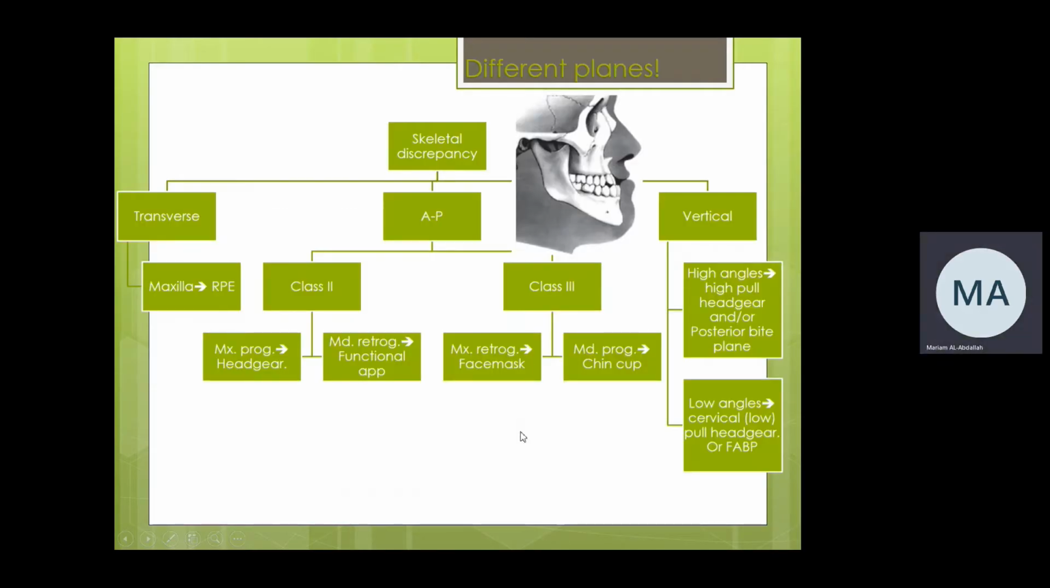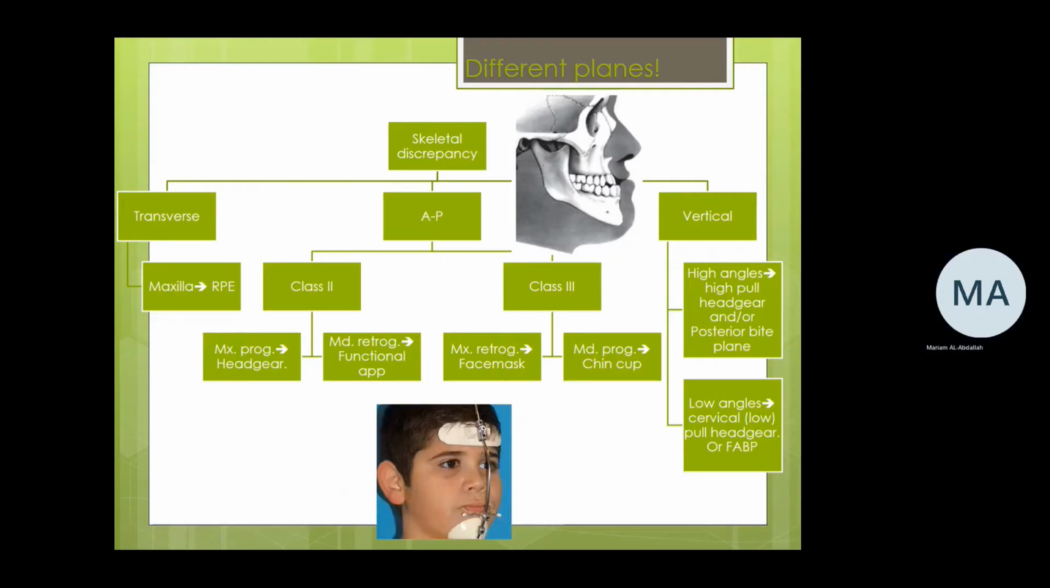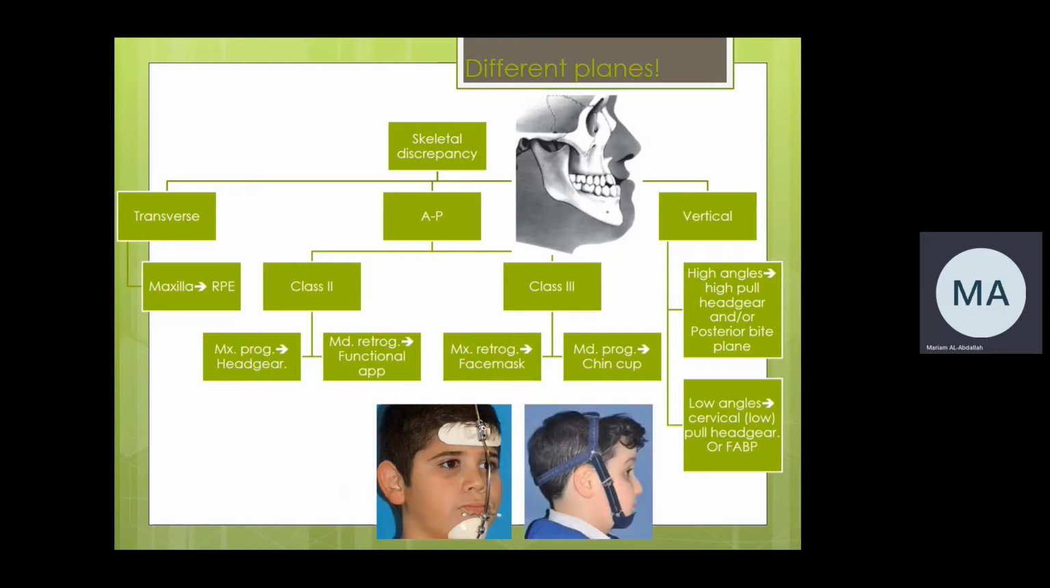If the patient presents with a class 3 skeletal discrepancy due to a retrognathic maxilla, then we can use a face mask to enhance the forward growth of the maxilla. And this is more efficient between 8 and 10 years of age. If the problem is a prognathic mandible, then we can use a chin cup to restrain the forward growth of the mandible. I'm not telling you that these appliances are efficient, but you need to be familiar with the names of these appliances and the mode of action and the indications, okay?